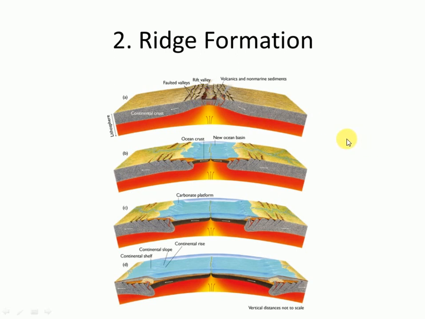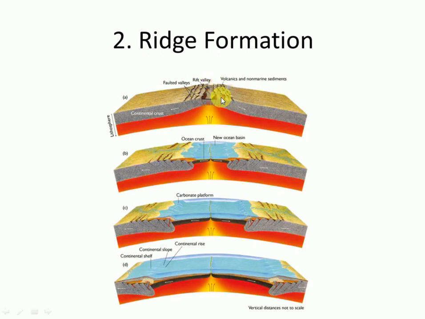This is what it first looks like. When a ridge first forms, it's actually not below the ocean. It's somewhere on the continents. You can think of this example as the East African Rift Valley. Up towards Tanzania and Kenya and Ethiopia, the crust there is splitting apart. You can see these arrows of magma coming to the surface. You've got these fault valleys, you've got volcanoes forming along here.